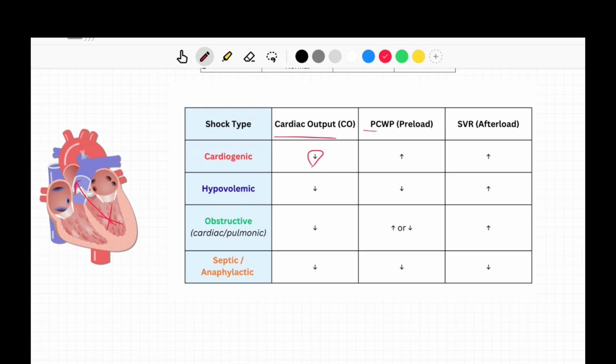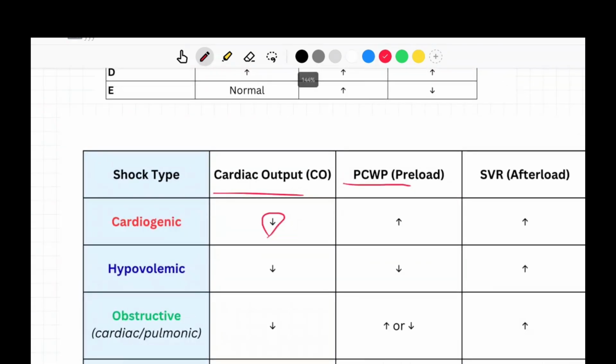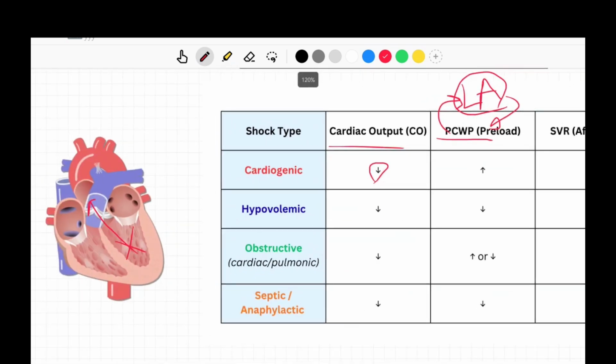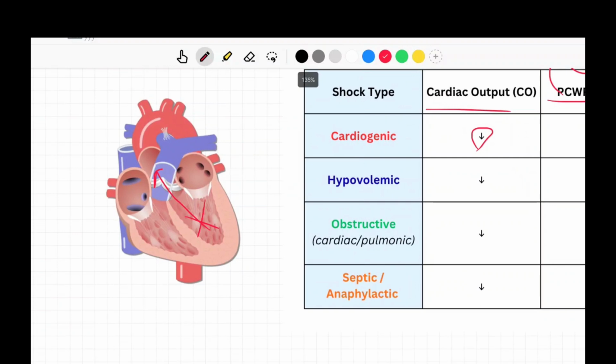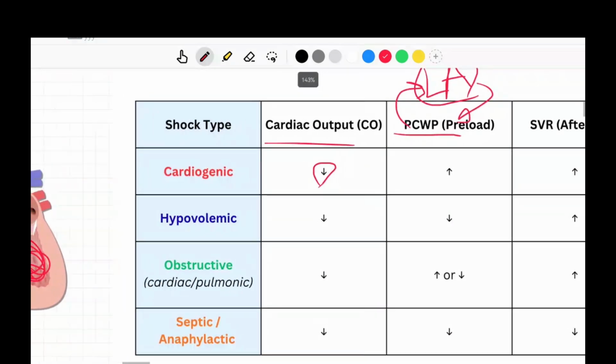Second thing is PCWP, which is pulmonary capillary wedge pressure. This one is a reflection of the left atrial pressure. So when we have an increase in left atrial pressure, we will have an increase in PCWP and the opposite, okay? Here in cardiogenic shock, we cannot pump blood, so the blood in the left ventricle will accumulate. And this will lead to a backup pressure and increase in left atrial pressure here. So we will have increased PCWP.